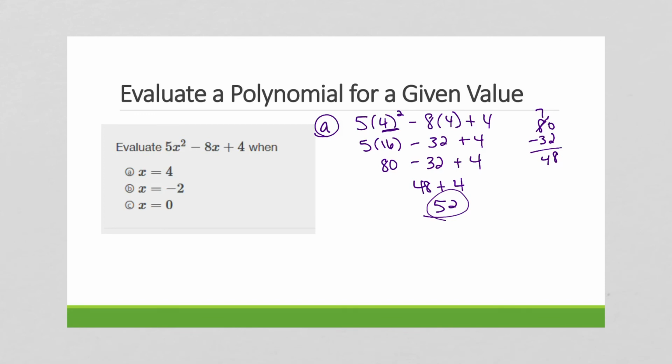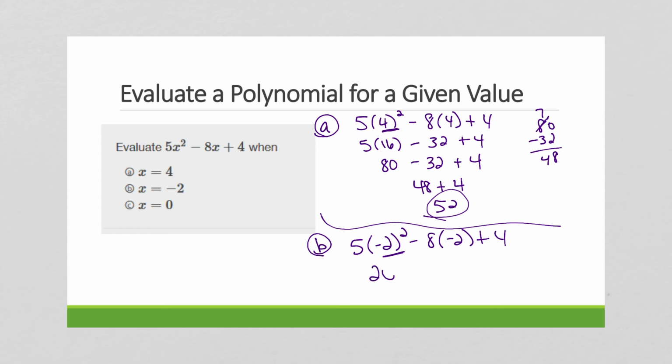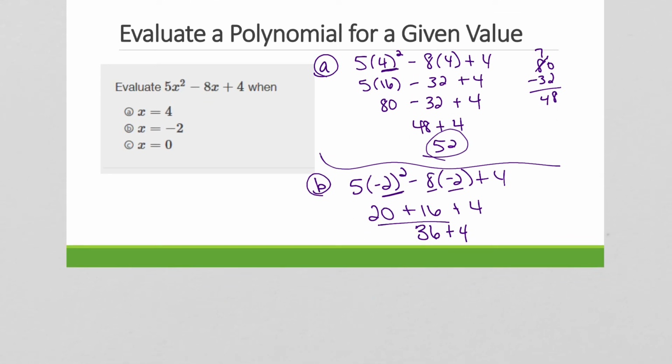All right, let's look at part B. So on part B, we're going to put in -2 this time. So I've got 5 and then -2 squared minus 8 times -2 plus 4. So -2 squared is +4. 4 times 5 is 20. And -8 times -2 is a +16. 20 plus 16 is 36. And 36 plus 4 is 40.